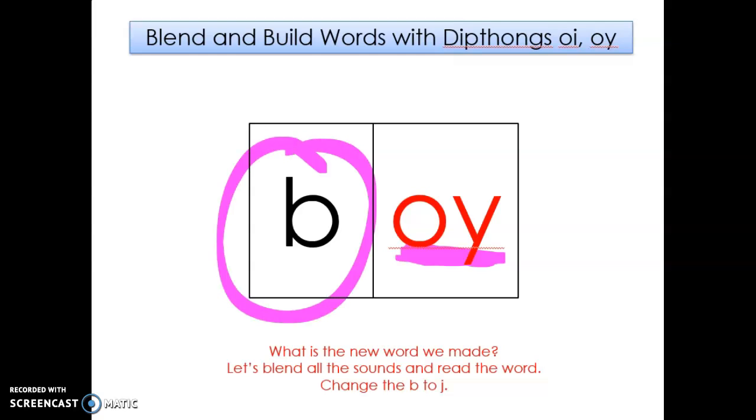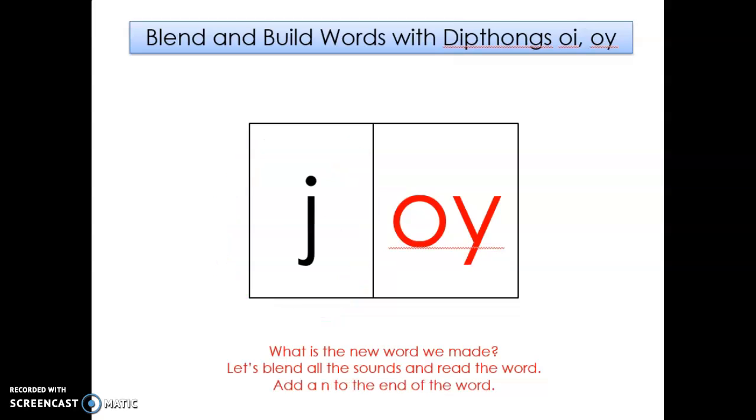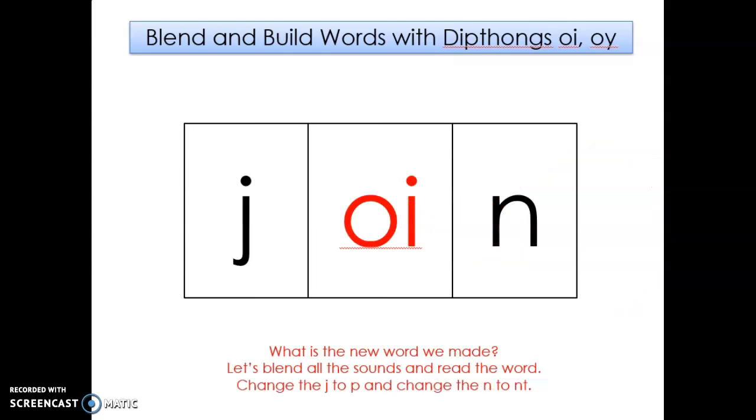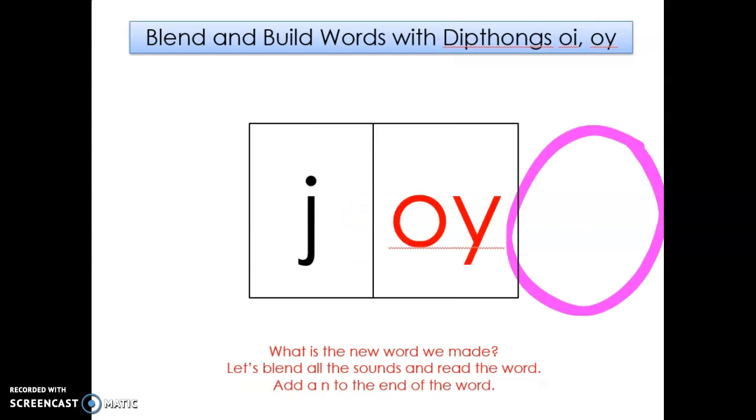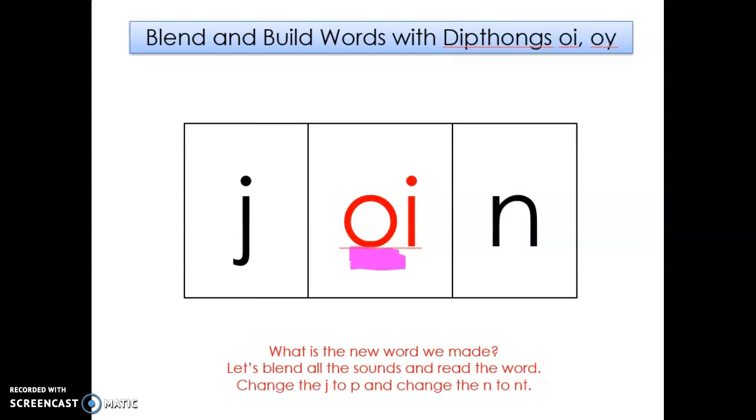Change B to J. Think, say. The word is joy. What's the word? Add an N at the end of the word. Think, say. The word is join. What's the word? You'll notice again that we changed our spelling from OY at the end of the word to OI in the middle of the word.